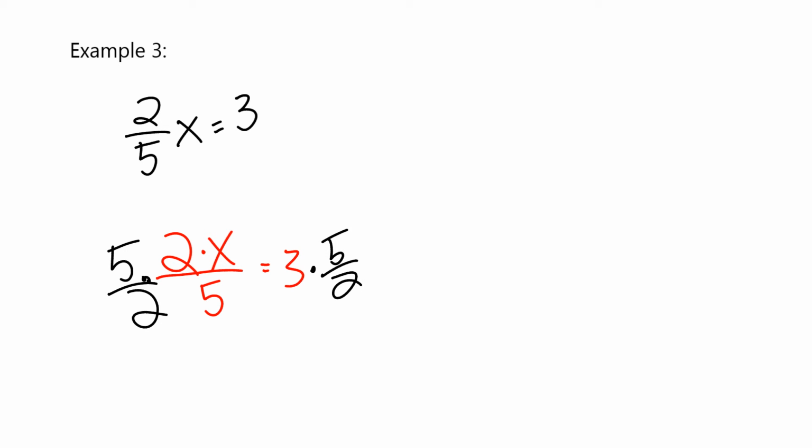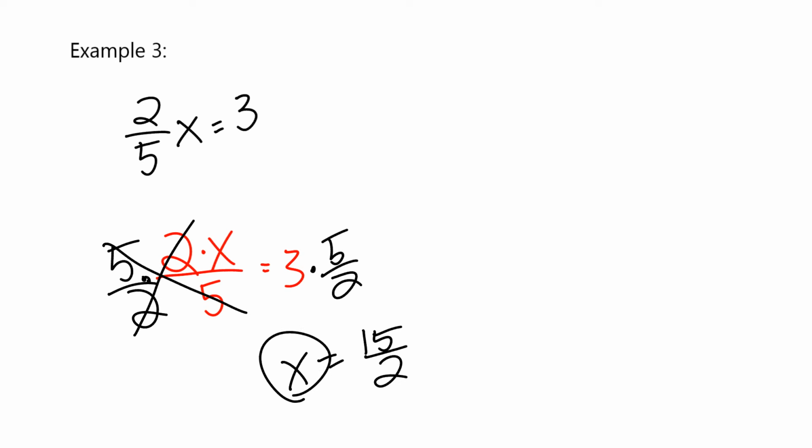3 times 5 over 2 is equal to 15 halves. Notice that the 2's would cancel out, the 5's would cancel out, leaving only an x.